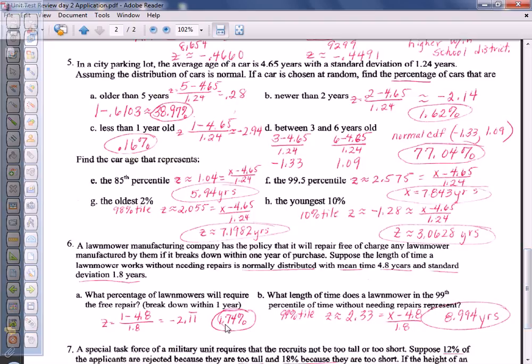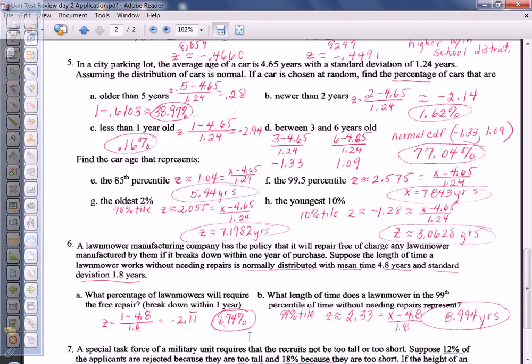Okay, on number 6A, that's a 1.74%. I just went a little wacky with my circling the answer there. Let's talk about that. Thanks for bringing that up, Brandon.